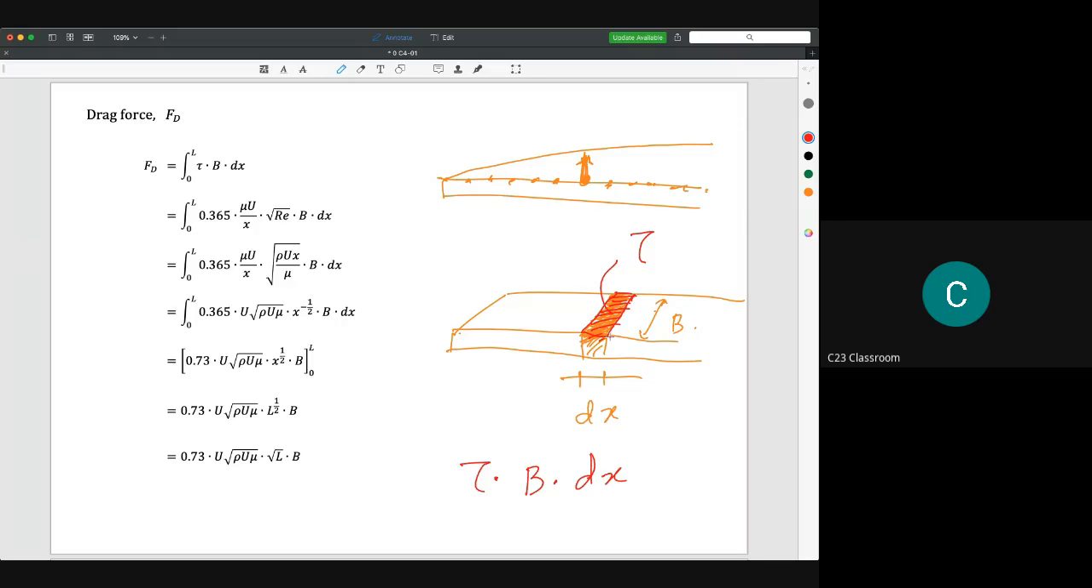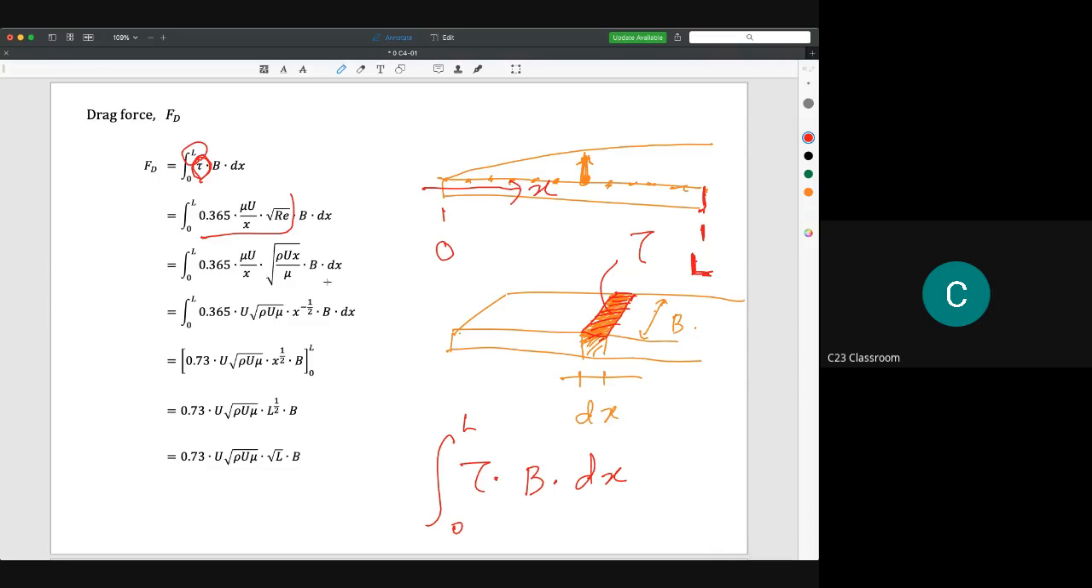Then to get the total force for the whole plate, we need to integrate this value, and the limit is 0 to L. So what is L? As shown here, L is the total length of your plate. This is the x-axis. We say this is the beginning, the origin 0, and this is the trailing edge, the end of the plate. So this will be L. So we have 0 to L. We know the value of shear stress here, tau, so we substitute what we have here, and then we need to integrate.